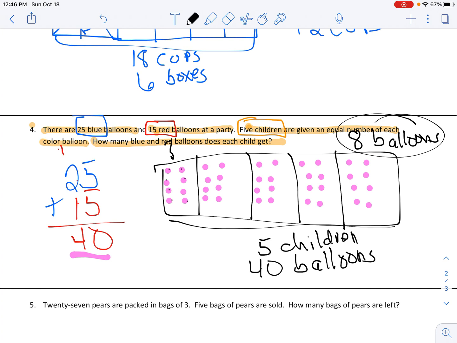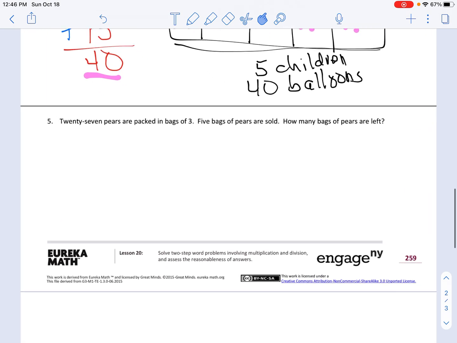I don't need to specifically worry about how many are red and how many are blue, because over here it says how many blue and red balloons does each child get. They put them all together.